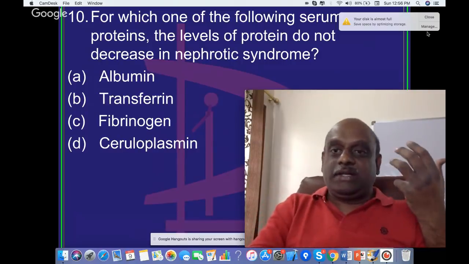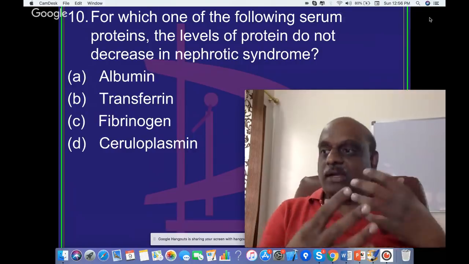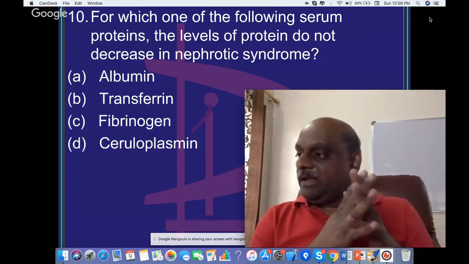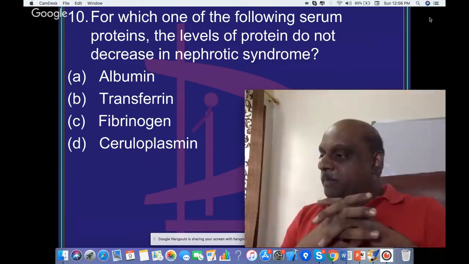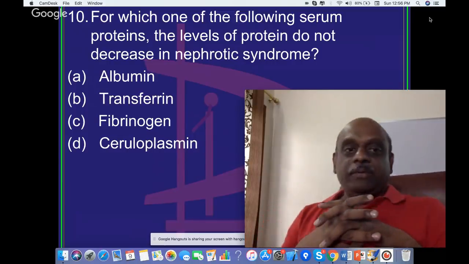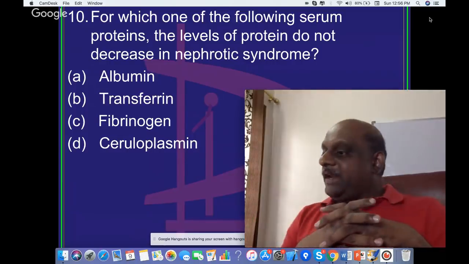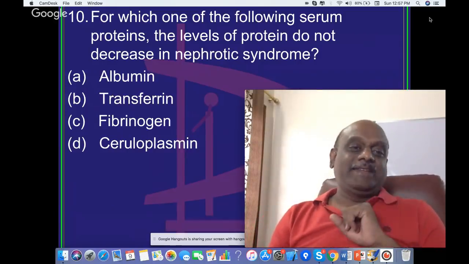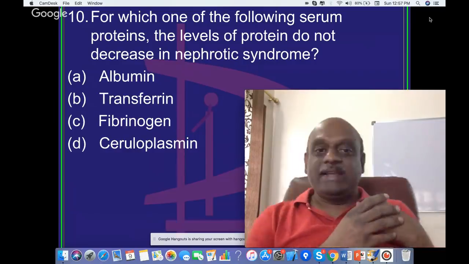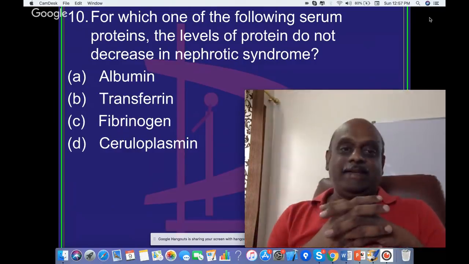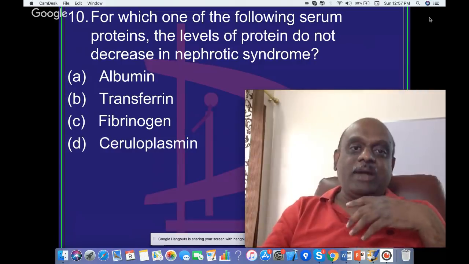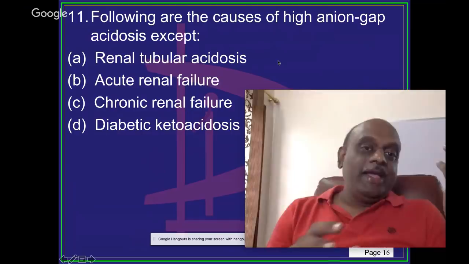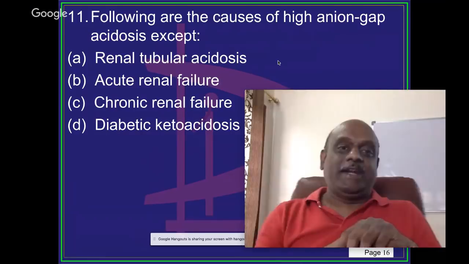Which is that serum protein that does not increase? Question number 10. Monica Sharma thinks ceruloplasmin, a good number of you. Madhavi thinks transferrin. Prajakta Bhagat, absolutely right. As Prajakta Bhagat rightly says, it is the fibrinogen that needs to be remembered. That is not the one which will decrease, rather it will increase. That's the reason nephrotic syndrome is called a prothrombotic condition is what you need to remember.